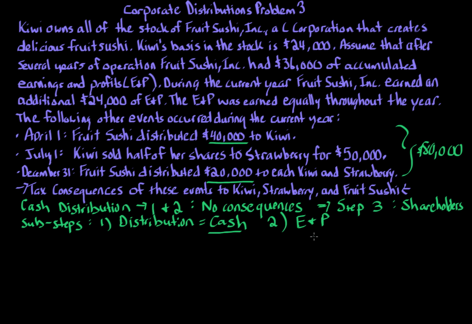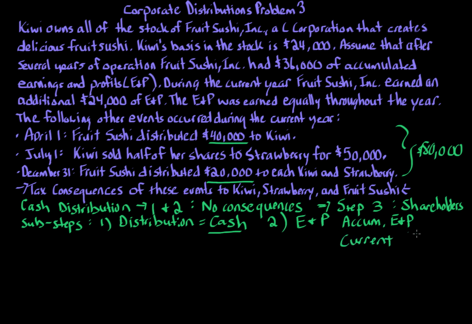And step 2 and step 3 are really going to have to be done together here, because when you have multiple distributions during the year, you have to really take into account the amount of E&P. Because if you look at this, you should always start by asking, what is the accumulated E&P and what is the current E&P? Because that a lot of times will give you an indicator.